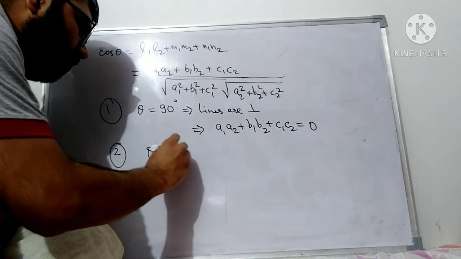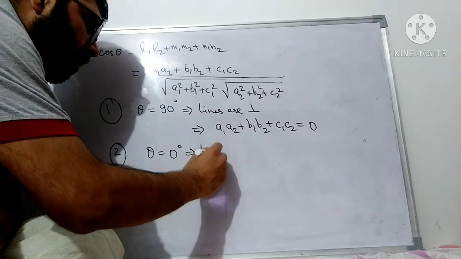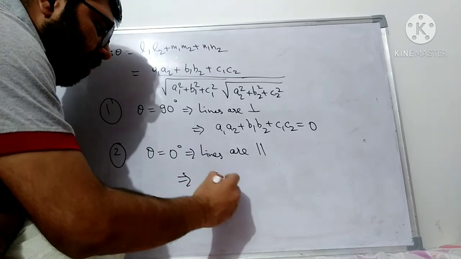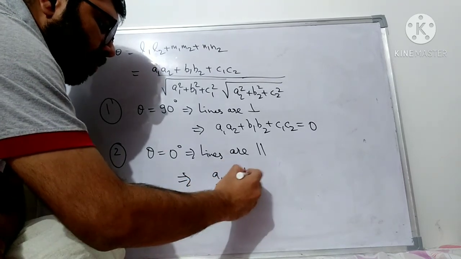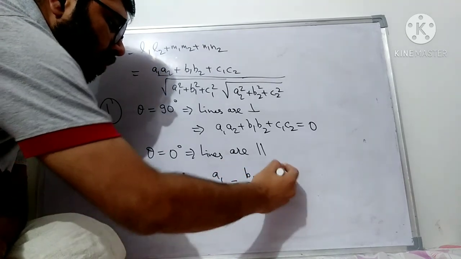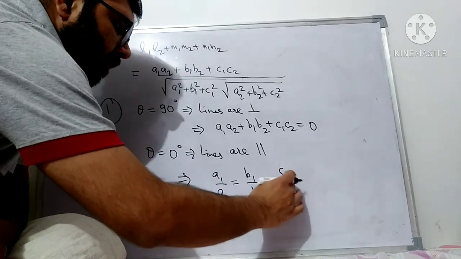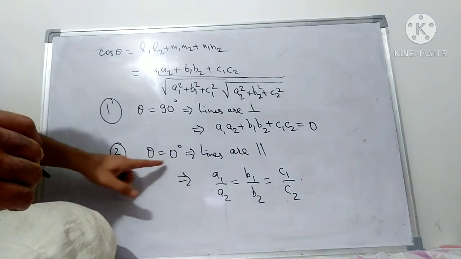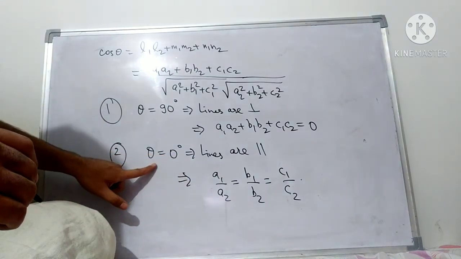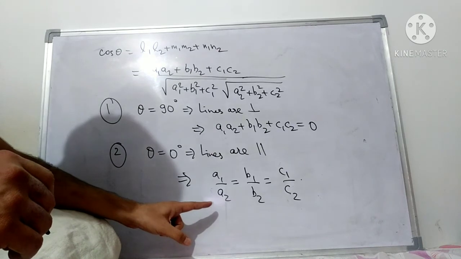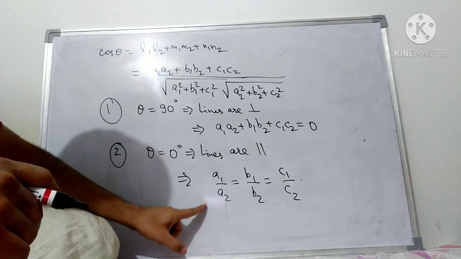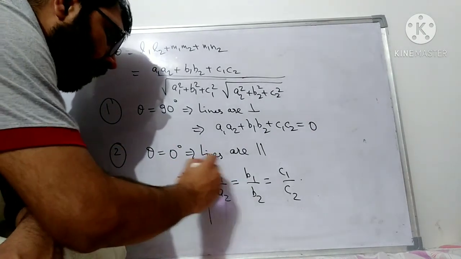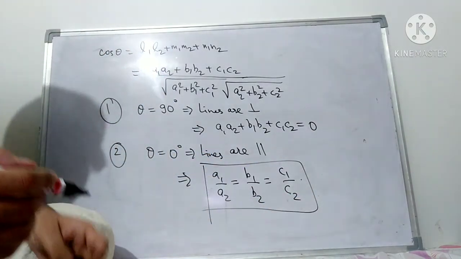And if theta is equal to 0 degrees, which means the lines are parallel, that is, the angle between the lines is 0, then the ratio of the corresponding direction ratios A1 by A2 is equal to B1 by B2 is equal to C1 by C2. So for the time being, you can remember these results.